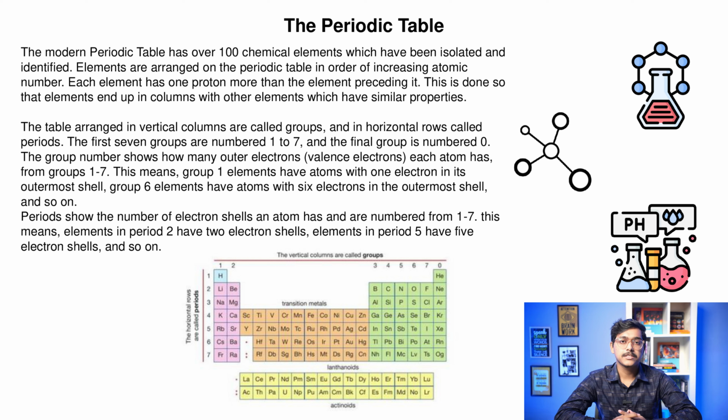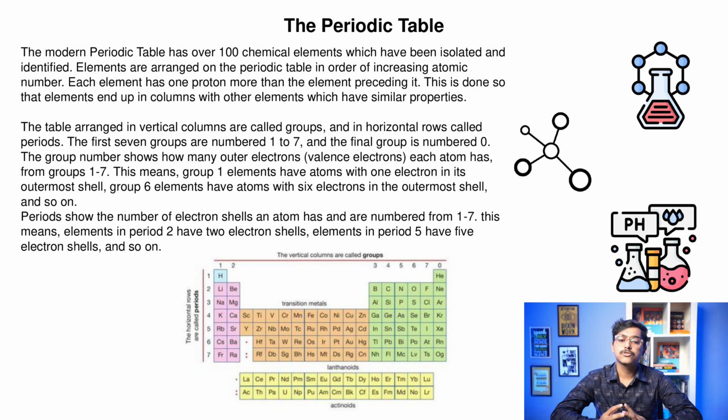The table is arranged in vertical columns called groups and horizontal rows called periods. The first 7 groups are numbered 1 to 7, while the final group is numbered 0. The group numbers show how many outer electrons there are in each atom from groups 1 to 7. This means, for example, a group 1 element has 1 valence electron in its outer shell, whereas a group 6 element has 6 electrons in the outer shell of every atom, and so on.